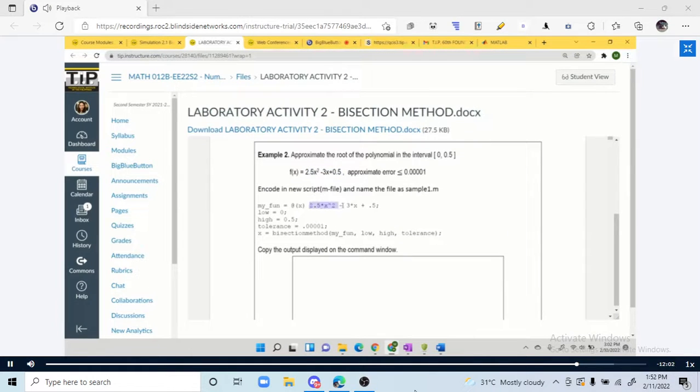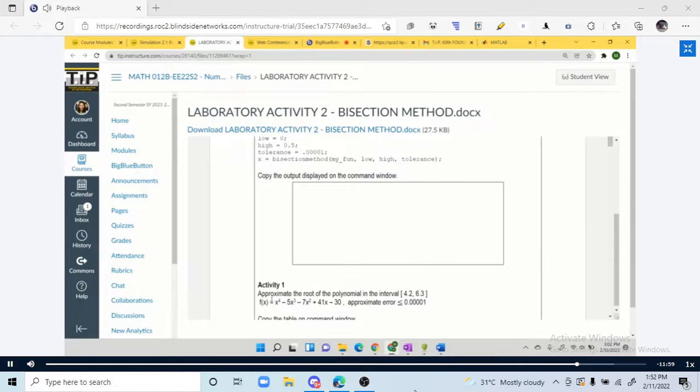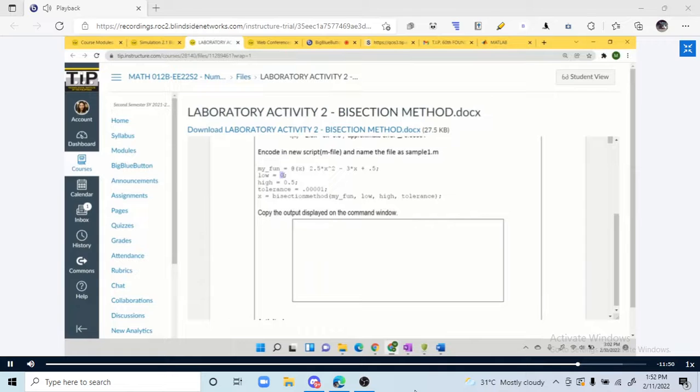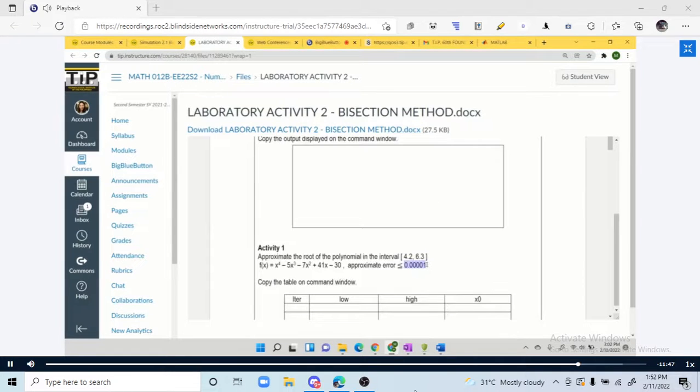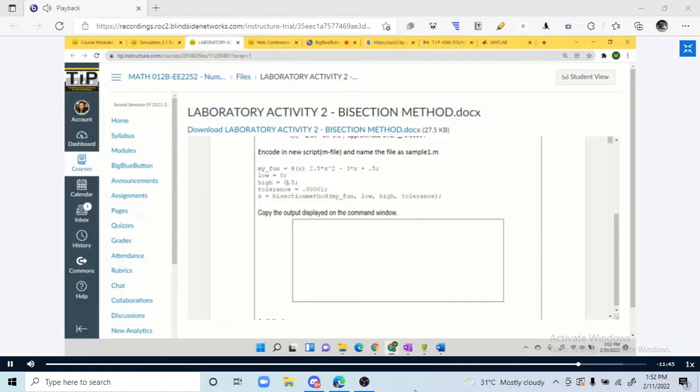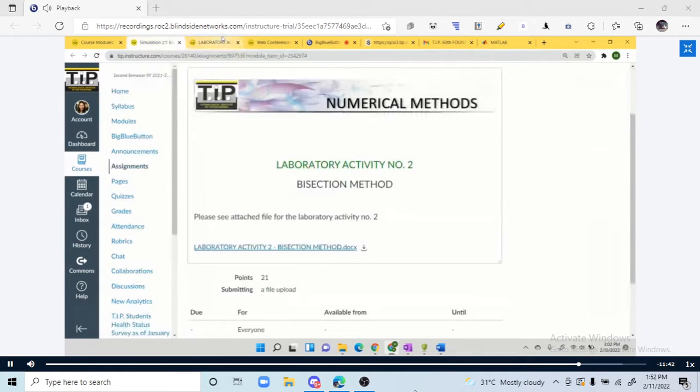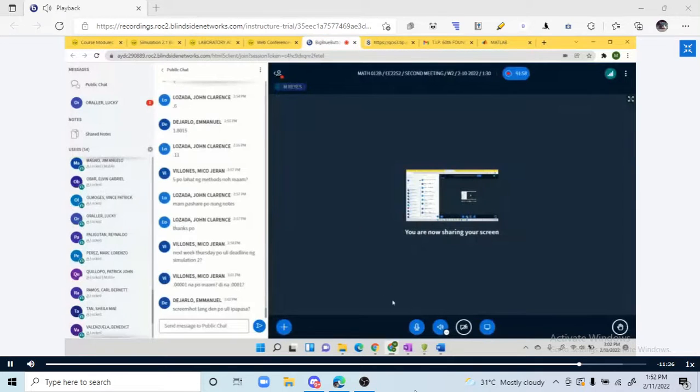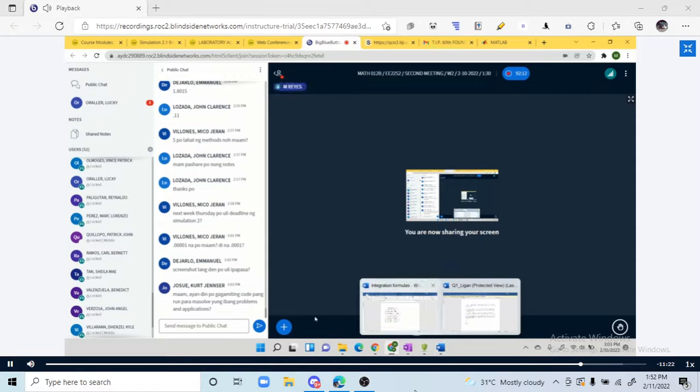Oh, so do the same thing. You just have to change this function to what is given here, and you have to change the endpoints of the interval, sa low at saka sa high. And then you have to change the tolerance if this is different from what is given here in the example. So, ganun lang. And then you can solve. You can have the output already. Oo, laging may screenshot para sigurado akong ginawa nyo talaga, at hindi pare-parehas, no? Na nag-copy-paste lang sa iisang kaklase. Okay?